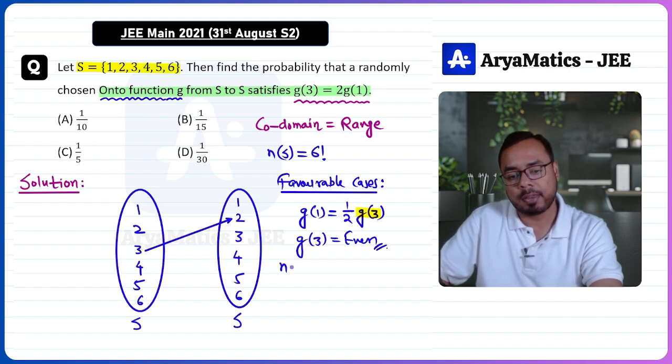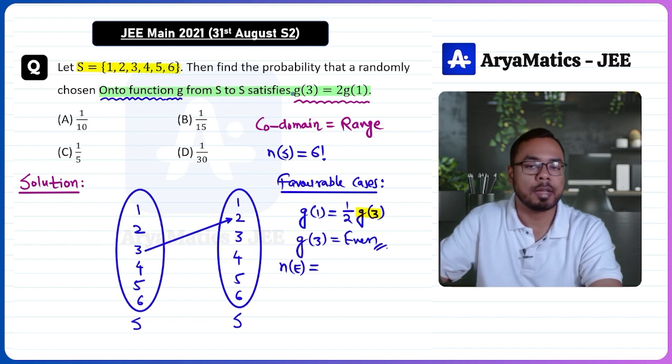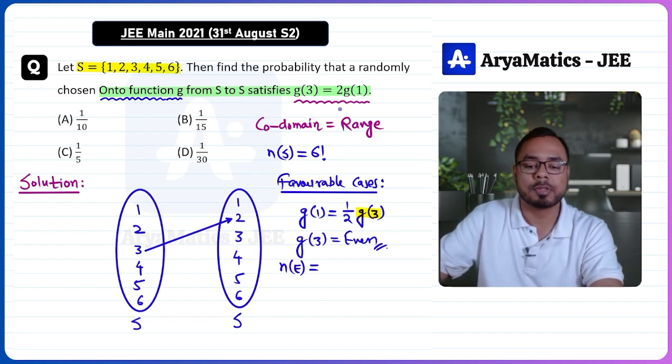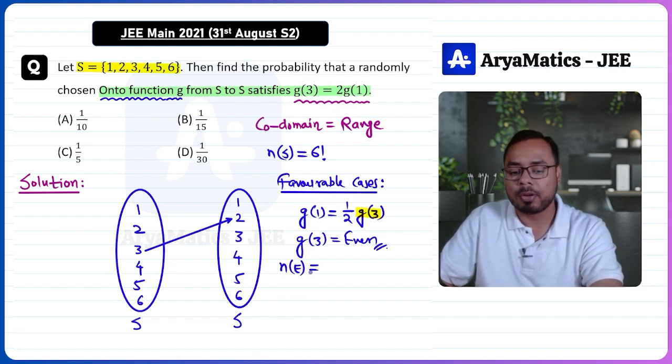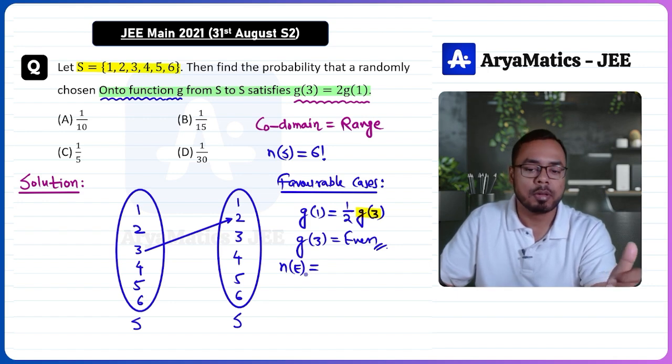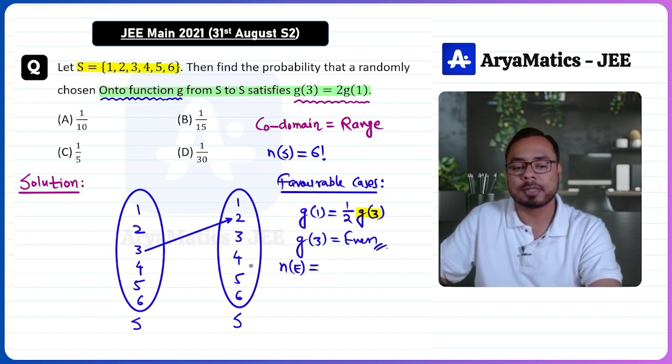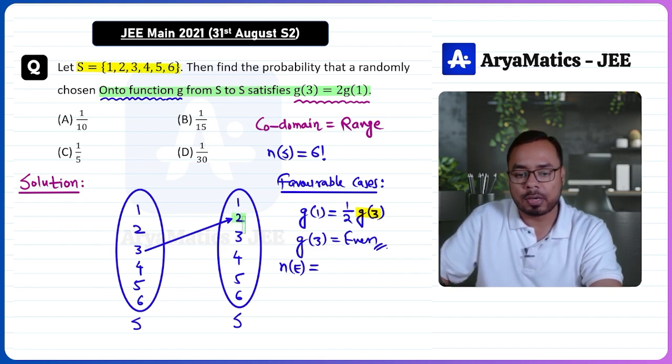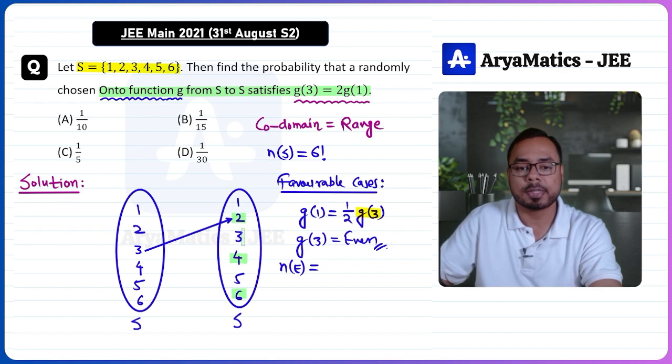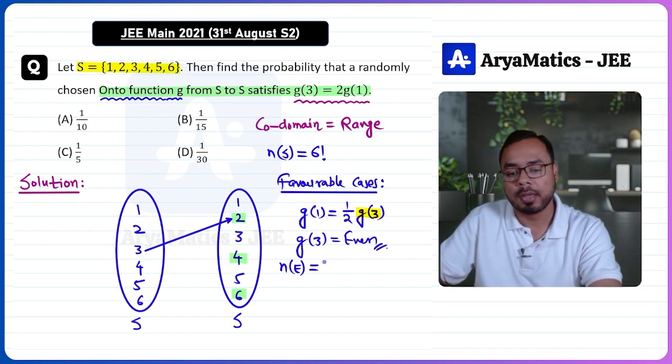Let us say E is the event that a randomly selected function is satisfying this condition: g of 3 is twice g of 1. So the number of elements in E, or the number of onto functions satisfying this condition, will be, for 3 we have 3 options. Either you can select 2 or 4 or 6. Z of 3 will be either 2 or 4 or 6. We cannot have odd values for z of 3.